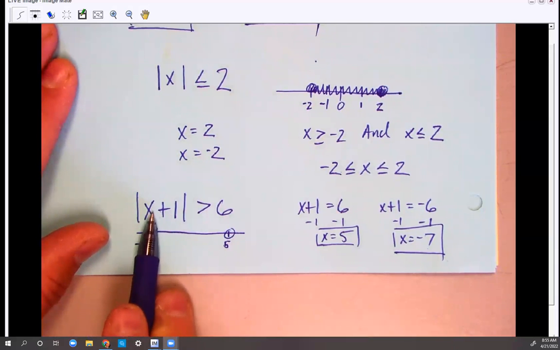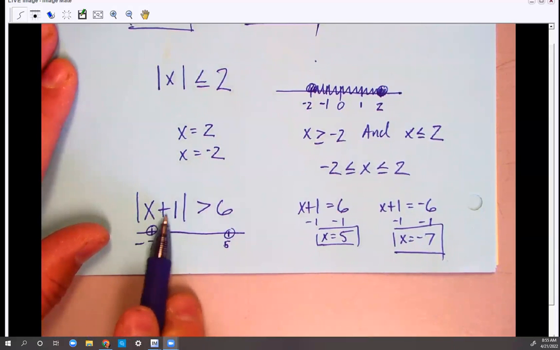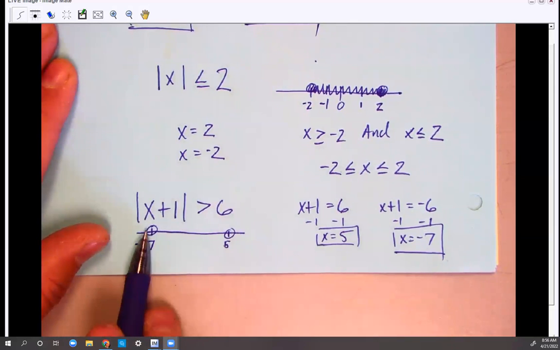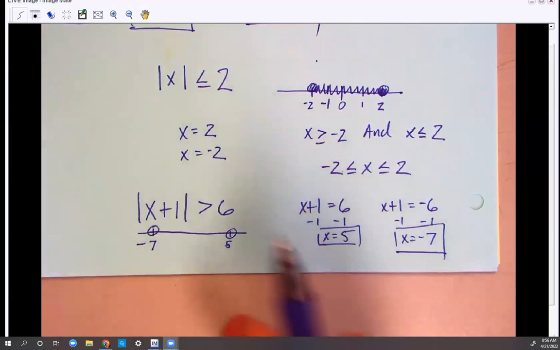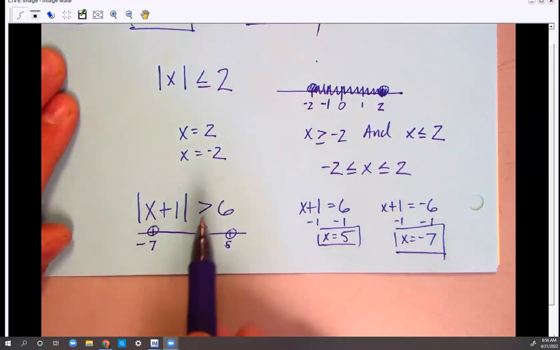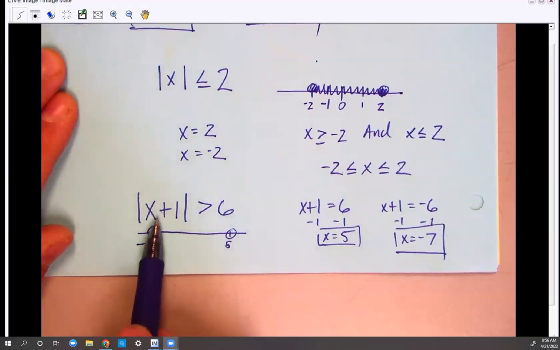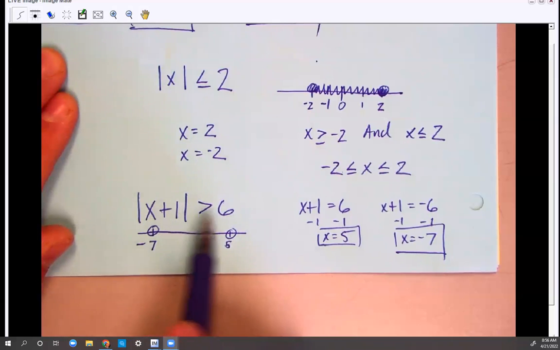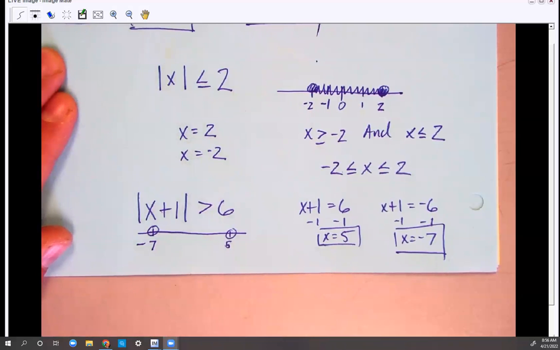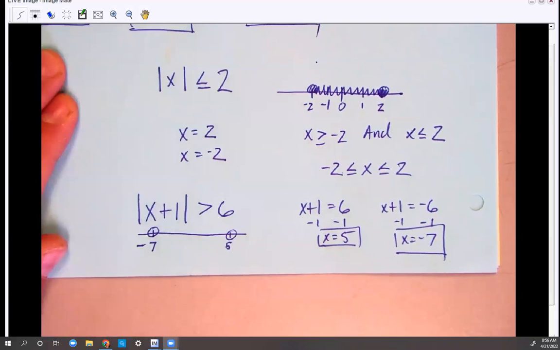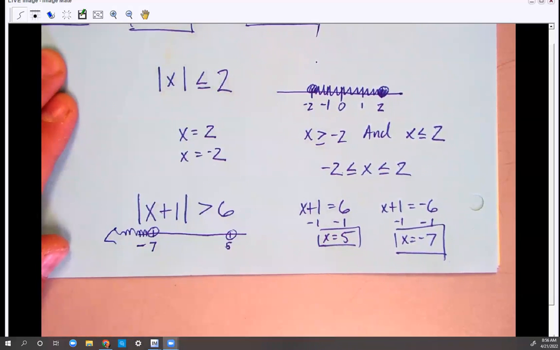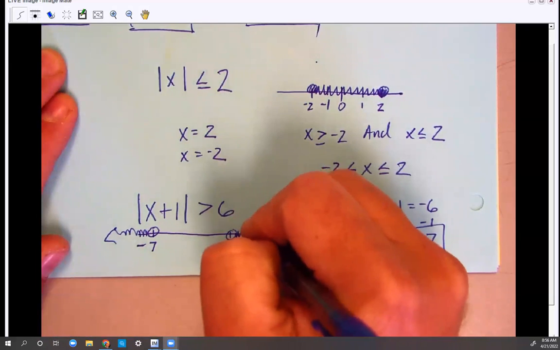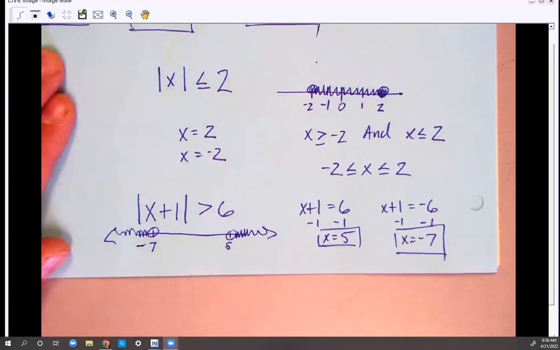And you can think about it. If I put a 10 in here, 10 plus 1, I get a number bigger than 6. If I put a -10 in here, I go down to -9, but then I make it absolute value, and 9 is 9 away from 0, which is more than 6 away from 0. So -10 works as well. So -10 is over here. 7 or 8 or 100 is over there.